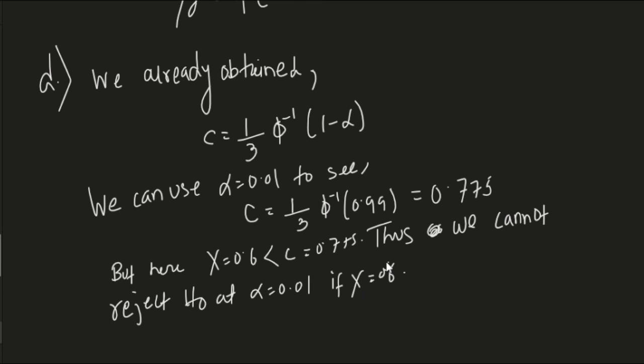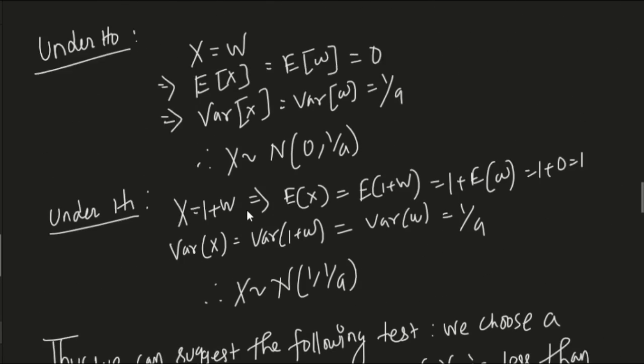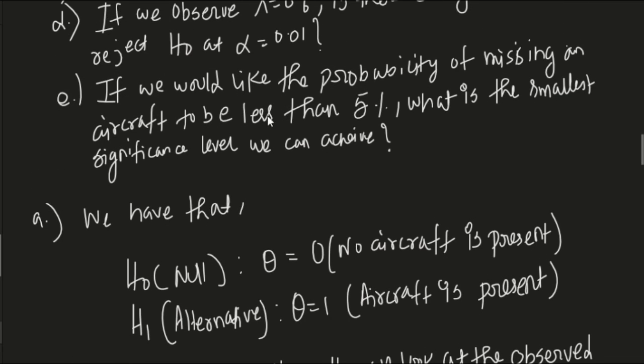Okay. Now we come to the last part, which is part E. If we would like the probability of missing an aircraft to be less than 5%, sorry, yeah, what is the smallest significance level we can achieve? Okay.